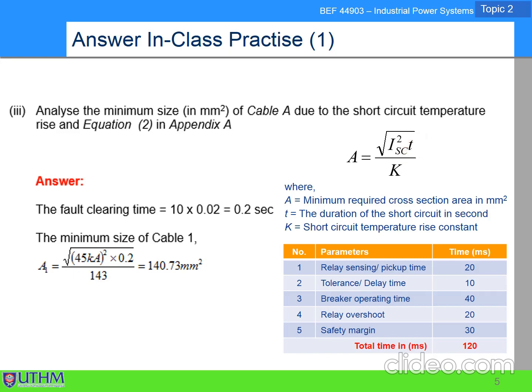To get T, we refer to this table from the previous lecture, part 2. We select number 1, the pickup time, which is 20 milliseconds. For this question, the fault clearing time for the circuit breaker is assumed as 10 cycles. So for the fault clearing time, we multiply the value of 20 milliseconds by 10 cycles, which is equal to 0.2. We put all the values in the formula, and we get the value of A equal to 140.73 mm squared.